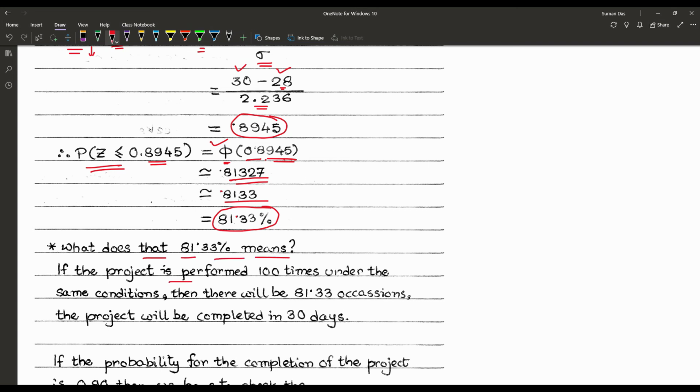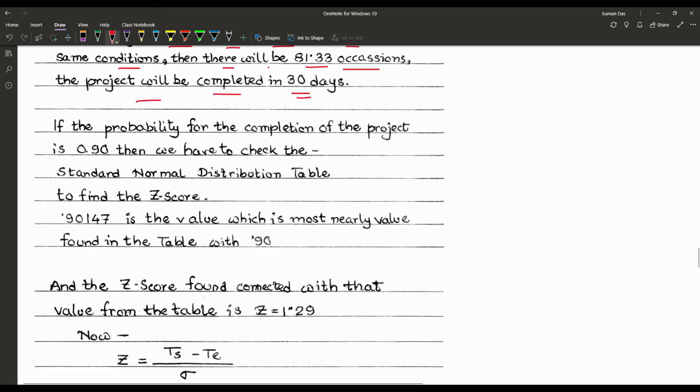Now what does that 81.33% mean? If the project is performed 100 times under the same conditions, then there would be 81.33 occasions where the project would be completed in 30 days, and that is the meaning of 81.33%. Now the last question: if the probability for the completion of the project is given as 0.90, then we have to check the standard normal distribution table once again.